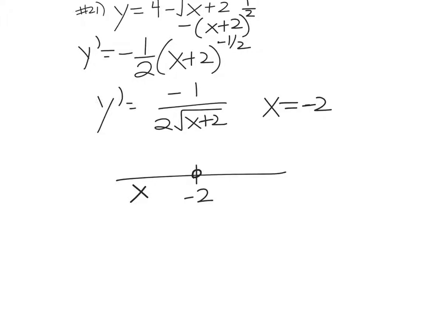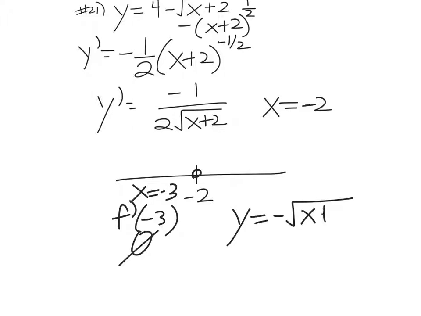So let's plug in x equals negative 3 into the derivative, f prime of negative 3, and you can't. You get imaginary numbers. So there's nothing over here. There's no graph. And you knew that, right? What was the original function? It's the square root of x plus 2 and then shifted up 4. And you know that the domain of the original function is nothing can be negative 2 or less.